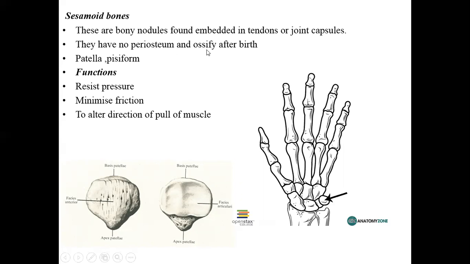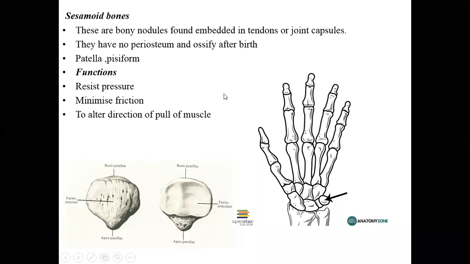They have no periosteum and ossify after birth. Here the peculiarities are that these bones do not have any periosteum, and ossification occurs after birth. Examples are patella and pisiform. The patella is the largest sesamoid bone, seen in the knee joint. This is the anterior aspect of the patella, this is the posterior aspect of the patella, and this is the pisiform bone. It's a carpal bone seen in the hand.